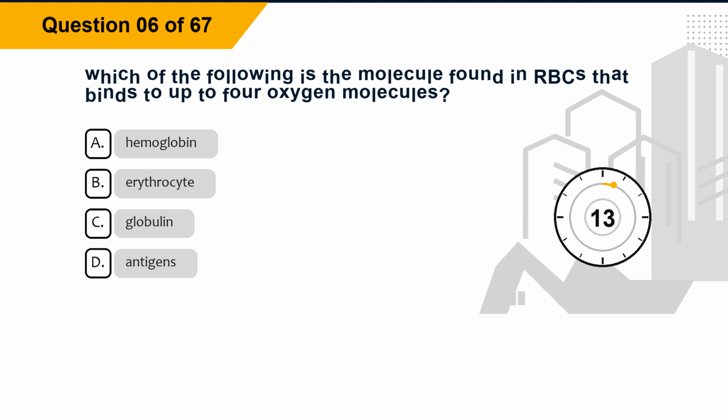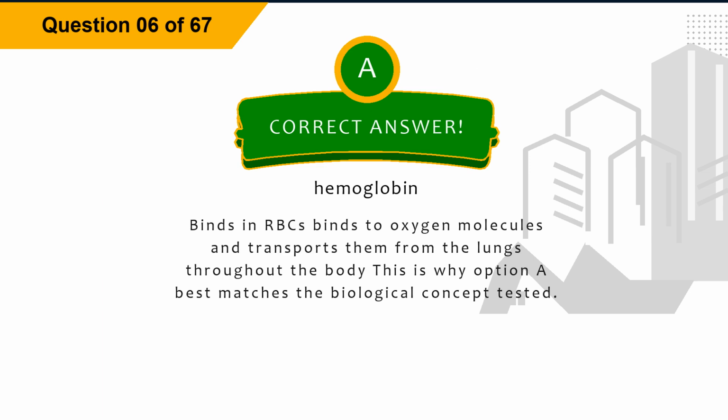Question 6. Which of the following is the molecule found in RBCs that binds to up to 4 oxygen molecules? Option A, hemoglobin. Option B, erythrocyte. Option C, globulin. Option D, antigens. The correct answer is option A, hemoglobin. Explanation. Hemoglobin in RBCs binds to oxygen molecules and transports them from the lungs throughout the body. This is why option A best matches the biological concept tested.